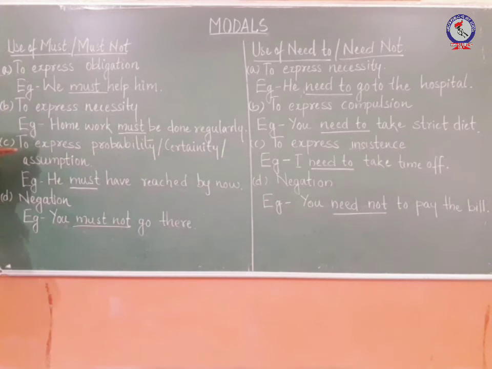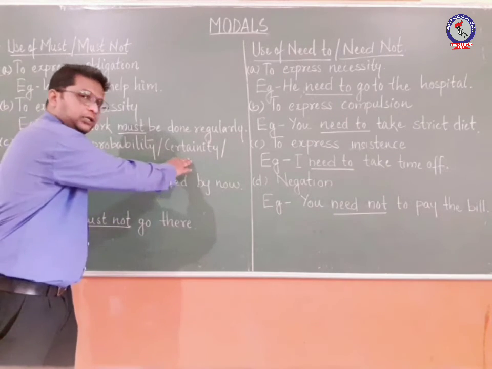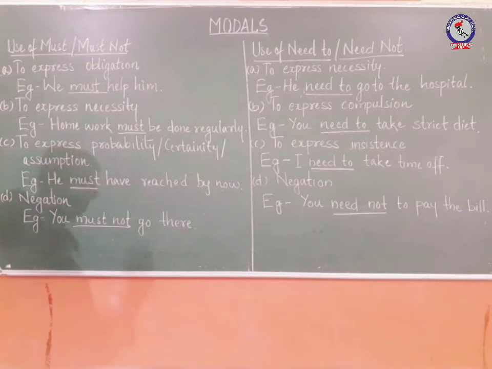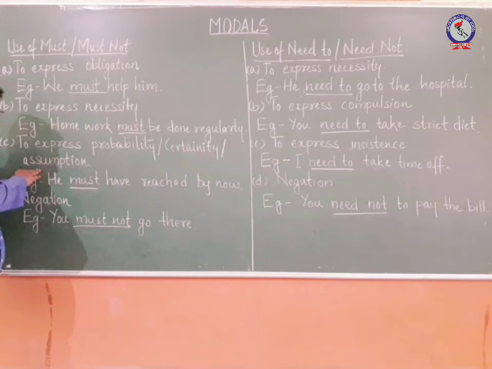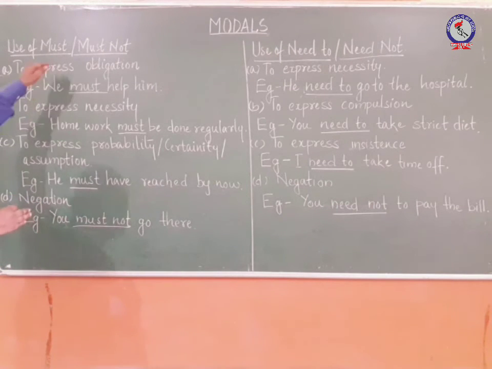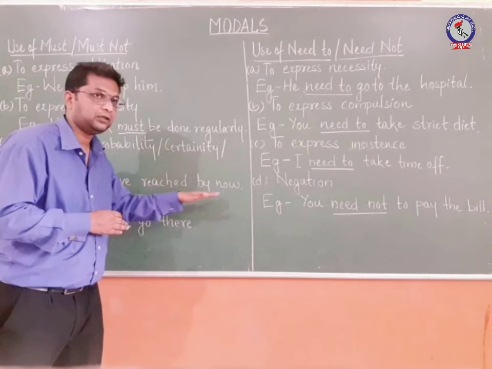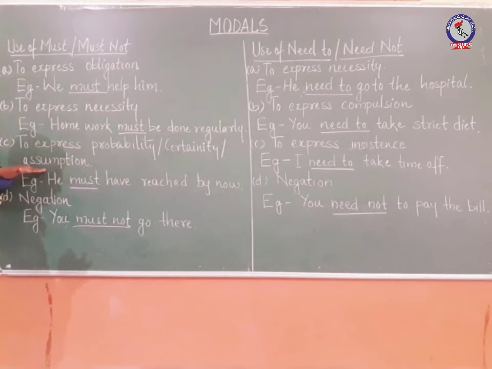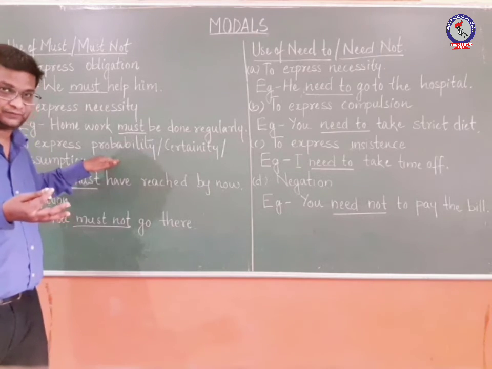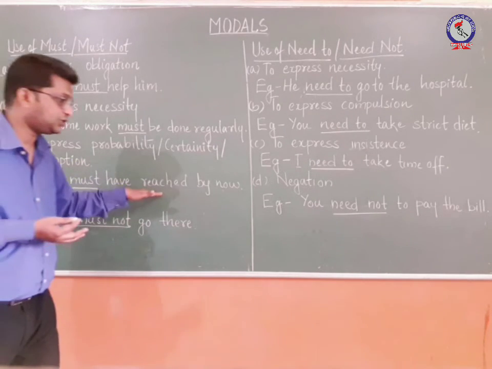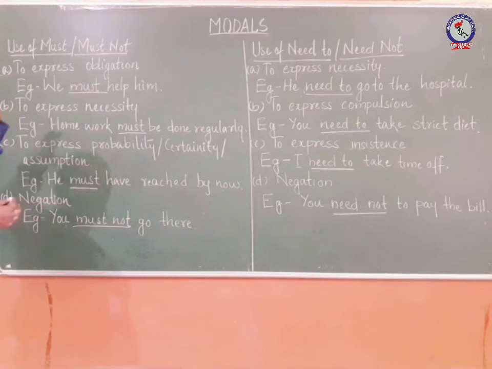Now see, next, to express probability, certainty and assumption. If we are expressing probability, chance, certainty, surety or assumption, we can make use of must. See here one example. He must have reached by now. Now this is an assumption. This can be called a surety or certainty. This can be called a probability or a chance. So we can make use of must in the case of probability, certainty and assumption.